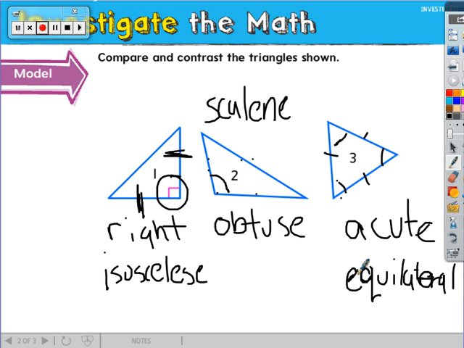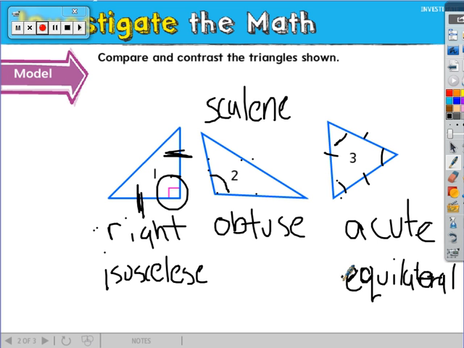Okay? Now, you can have a right scalene, you can't have a right equilateral. All of your equilateral triangles have to be acute. Does anybody know why? Yes, sir. Because the angles all have to be the same too. If your sides are all the same length, your angles are all the same.